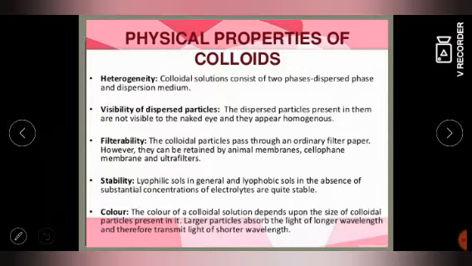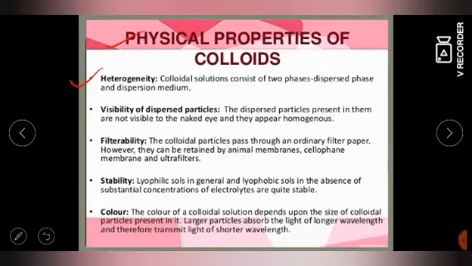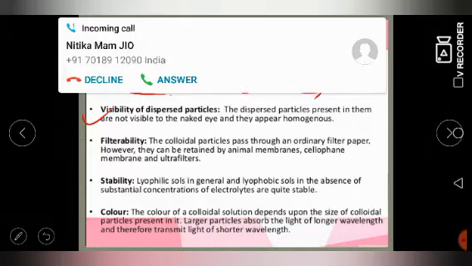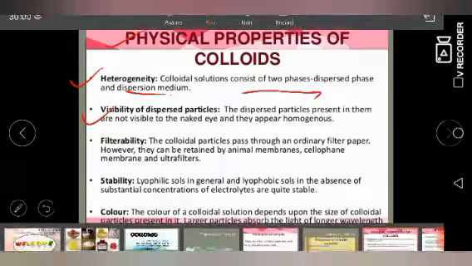So physical properties of colloids, basically you just pause this video and note down these physical properties and learn. Heterogeneity, it is a heterogeneous mixture. As we studied yesterday, colloidal solutions are heterogeneous mixtures. It consists of two phases, dispersed phase and dispersion medium. Second, visibility of dispersed particles, the dispersed particles present in them are not visible.